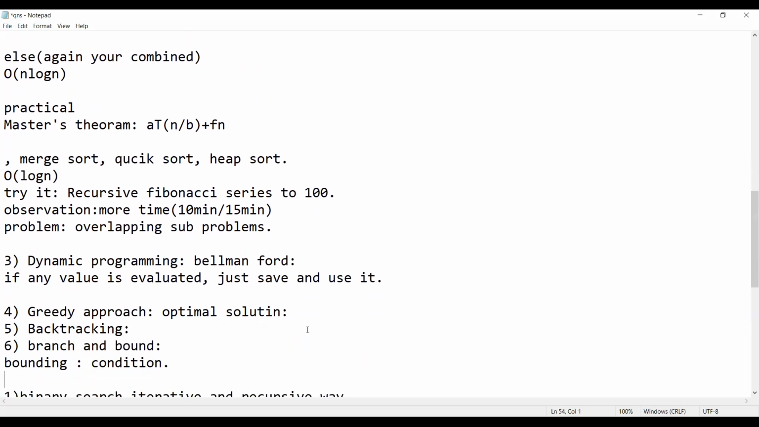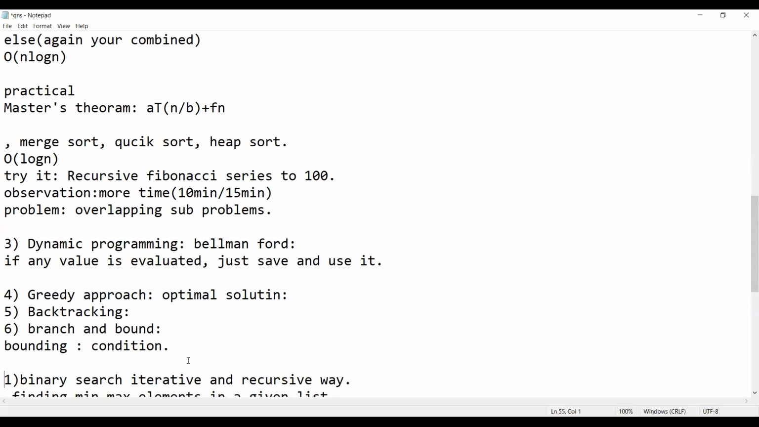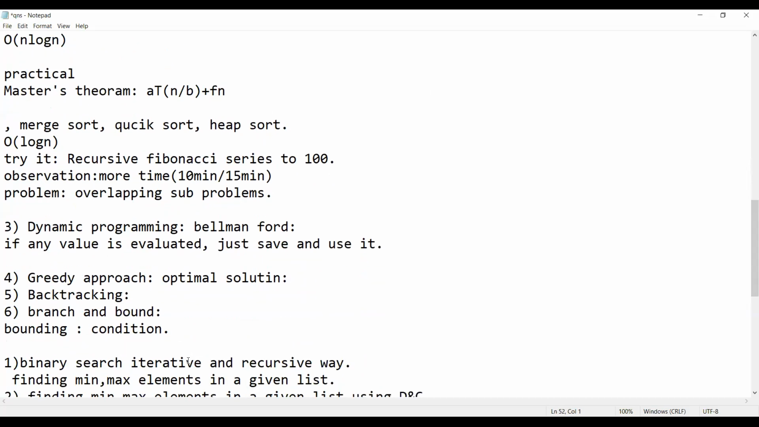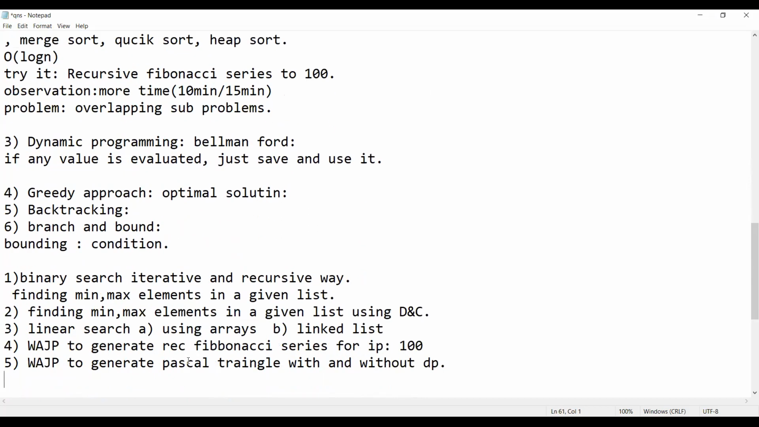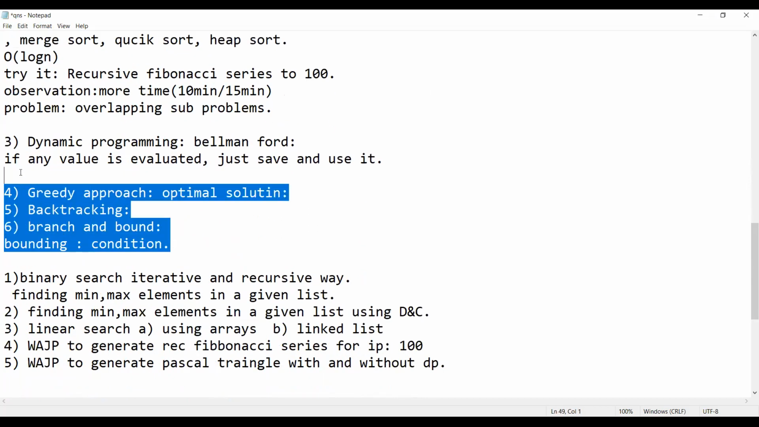Next, the greedy approach, where we think about optimal solutions. Then we can go for backtracking and branch and bound conditions slowly. We can gradually learn these concepts. So these are the concepts which we studied in the last class.